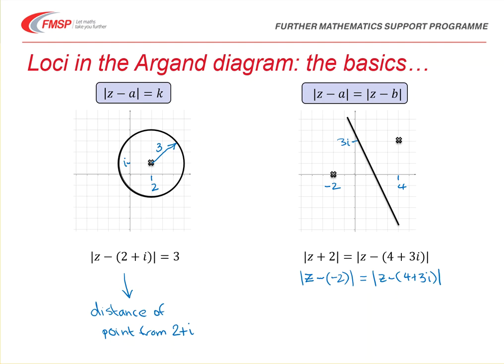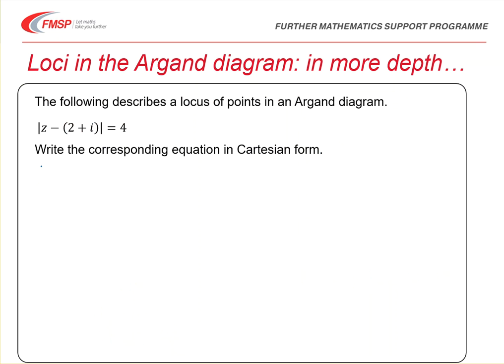I am now going to look at these types of loci in more depth and see how the complex number equations can be expressed in a more familiar Cartesian form. We begin with the first example and start by making a substitution. If we split z into its real and imaginary parts, then we can write z is equal to x plus yi. Making this substitution and gathering together real and imaginary parts, we have the modulus of x minus 2 plus y minus 1 lots of i is equal to 4.